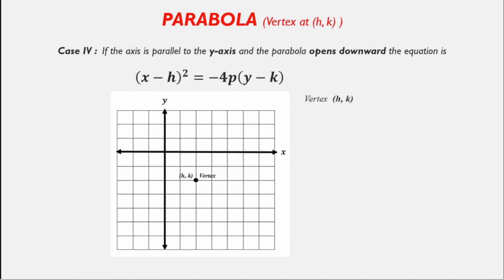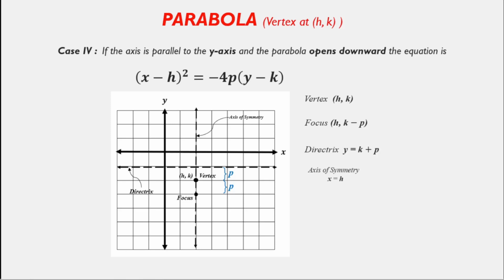Suppose that this is our vertex (h, k) and this is our focus, which is p units below the vertex. Then the focus is the coordinate (h, k - p). And this is our directrix, which is p units above the vertex. So the equation of the directrix is y equals k plus p. And the axis of symmetry is x equals h.